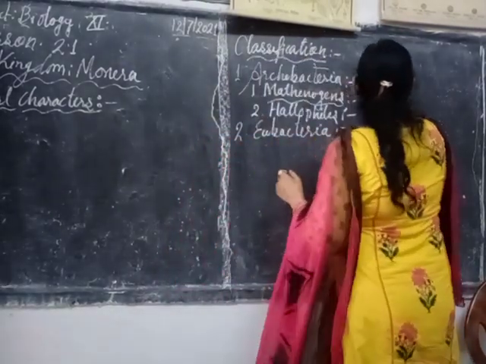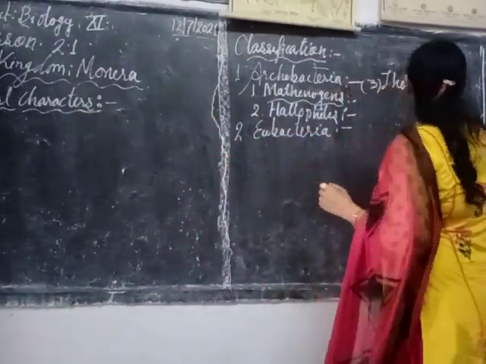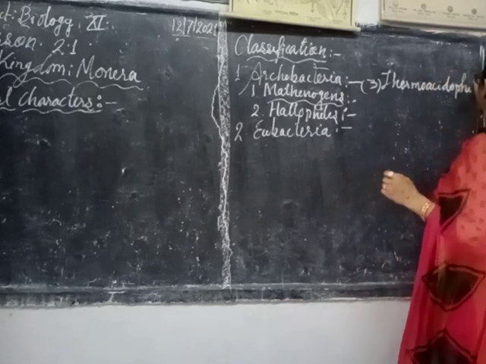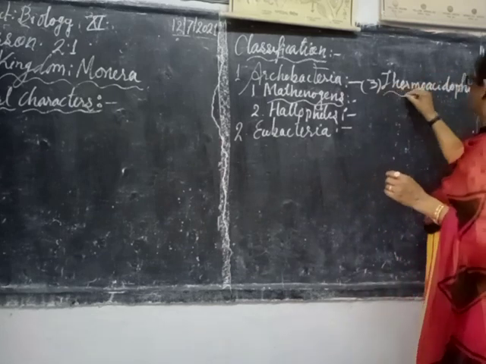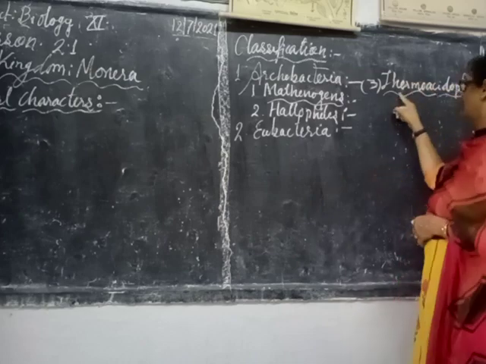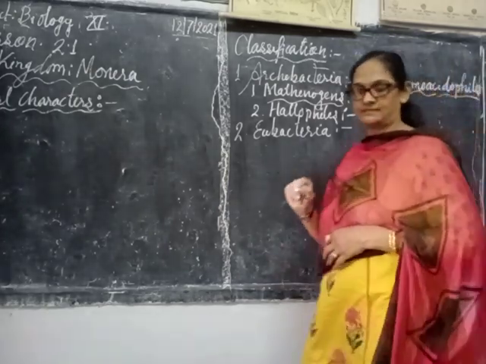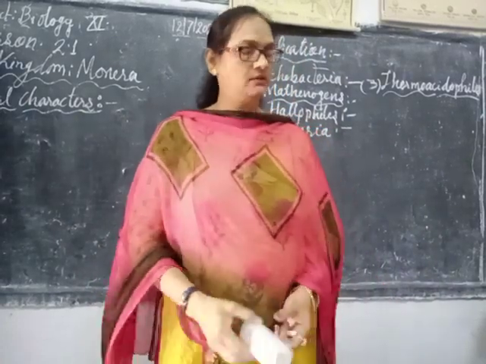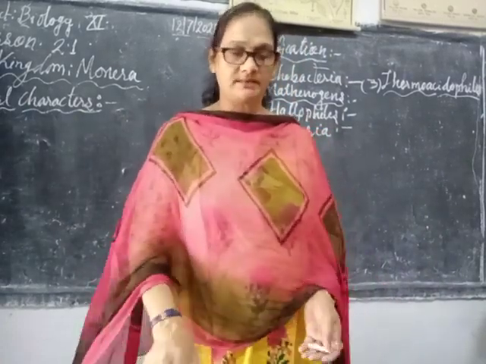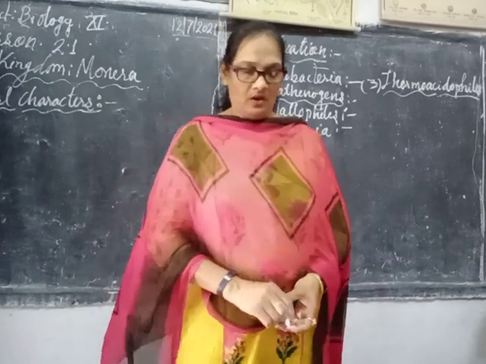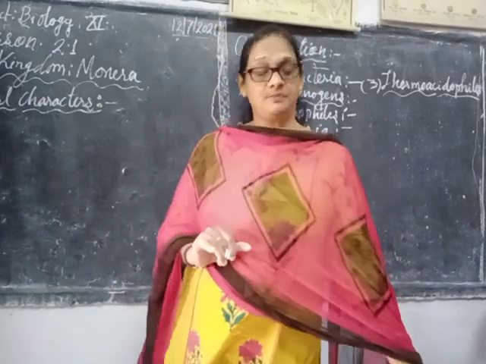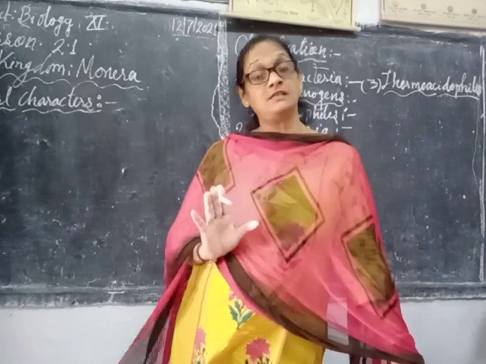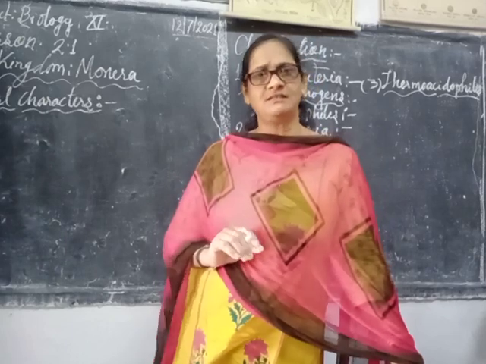Third is thermoacidophiles. Dear student, thermo means temperature, acido means acid. So third, it contains aerobic as well as anaerobic bacteria, and they are found in the hot sulfur spring region, and they can survive at high temperature, that is 80-degree temperature, extreme conditions they can survive.